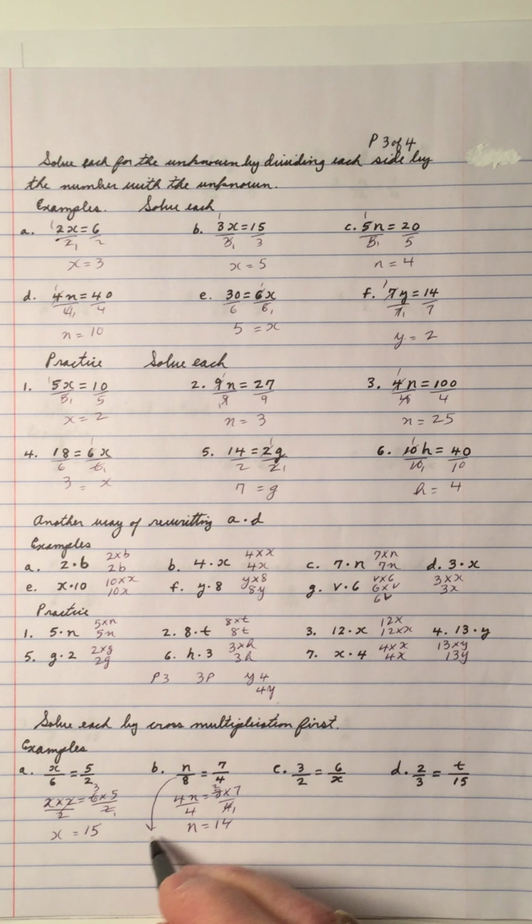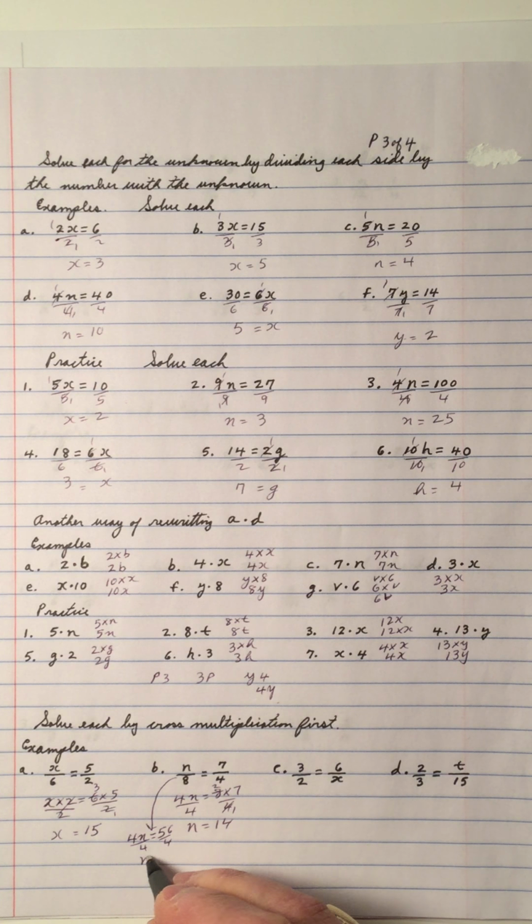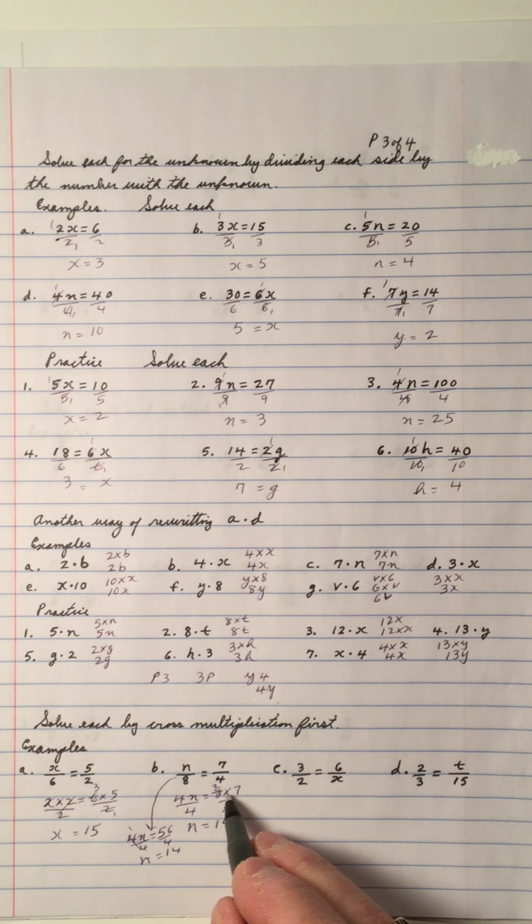Again, you could have gone n times 4 is 4n. 8 times 7 is 56. And then you could have divided by 4 after. So it's your choice. The 4's cancel. You get 1s. And 56 divided by 4 is 14. So it's your choice. You can leave the 8 and the 7, multiply like that, and then divide by 4. When you do this, you can see the 4 will cancel.